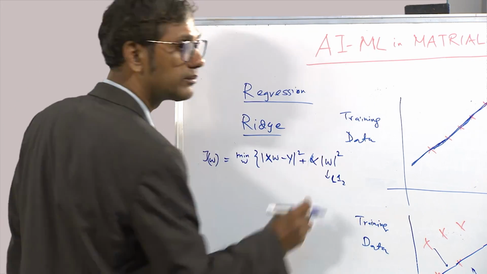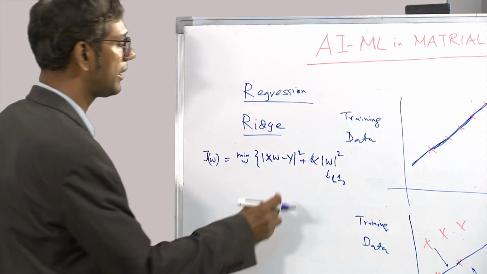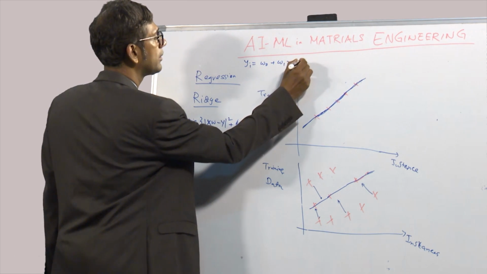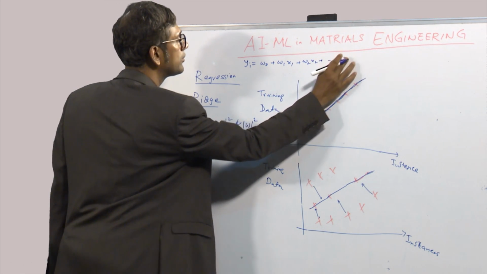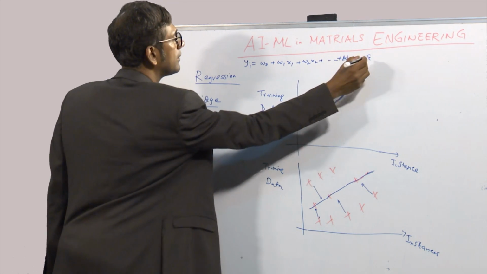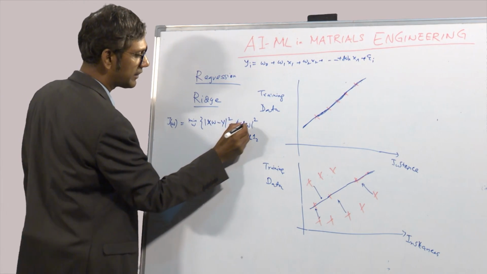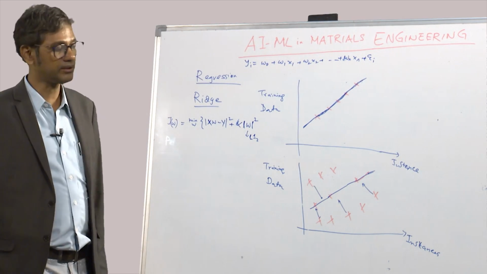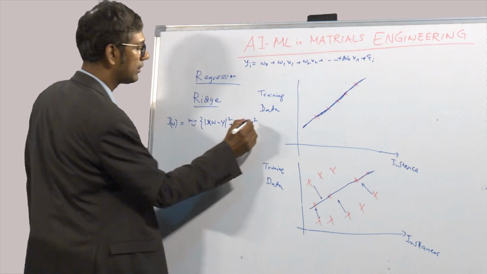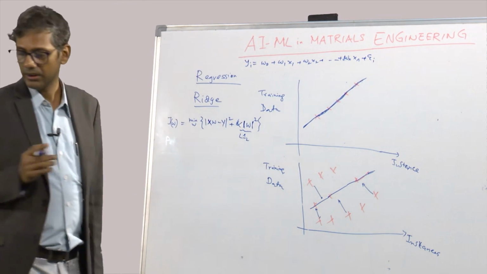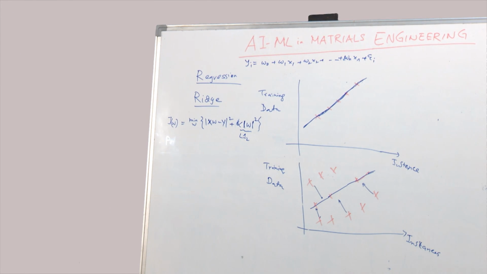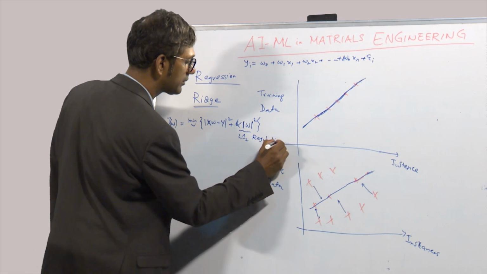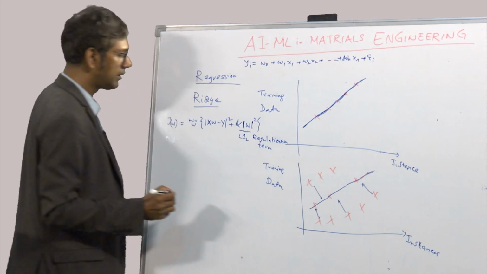These W's are weights in the whole model. The equation you have written is very simple: yi is equal to W0 plus W1 x1 plus W2 x2 and so on up to Wn xn, plus error. So we are taking the values of the W's and putting a parameter alpha in front. Let me check what the book says: it is regularization, not renormalization. It is called L2 regularization because there is a square term. That is what is done in case of ridge.